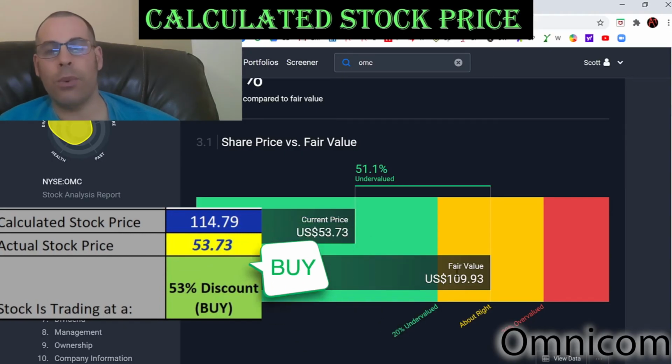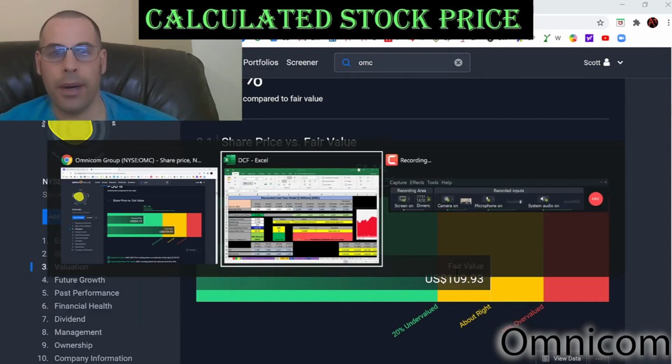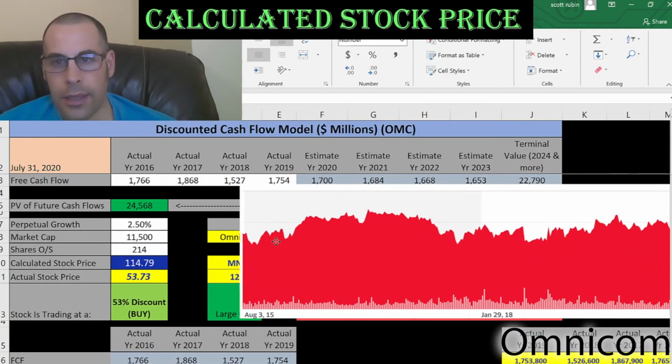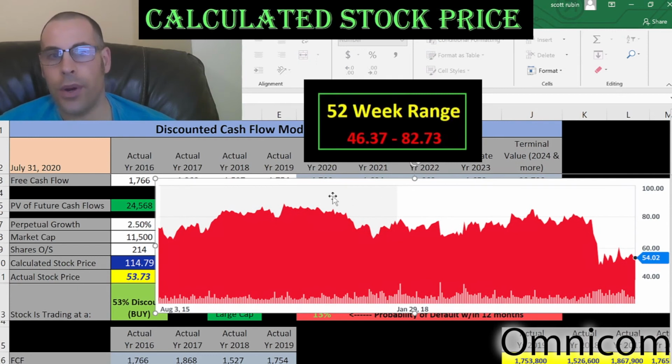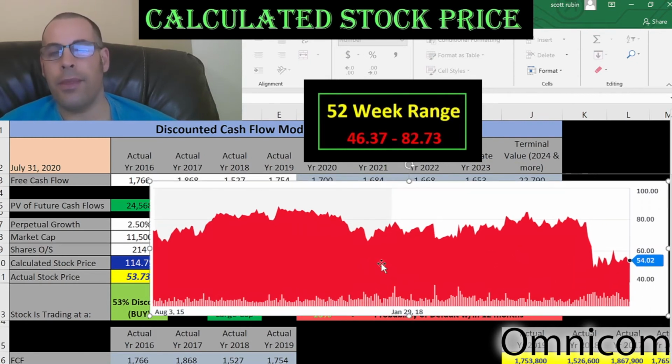Simply Wall Street's at 110, so they're also saying the stock is a buy. Let's look at the historical stock price, and it looks like it was trading closer to $90 a few years ago, but it's dropped when coronavirus hit, and it hasn't come up much since. It looks like the stock is undervalued, but I think companies like this may struggle a lot during coronavirus.